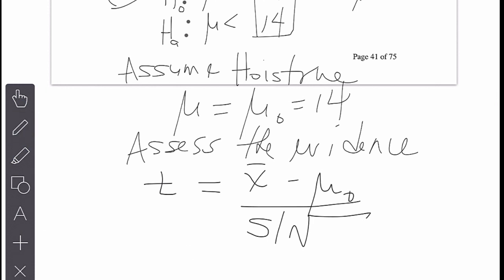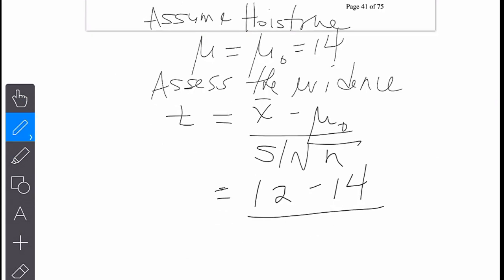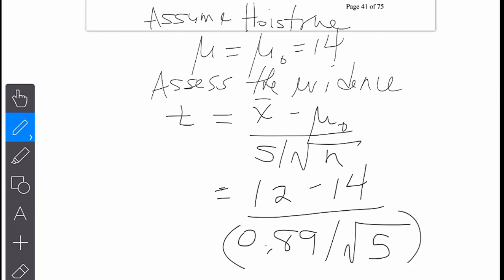All right, so what I need to do is compute this. This is 12. The hypothesis one is 4. S was 0.89. I just rounded it to 2 decimal places in the end for this exercise. And then divide that by the square root of 5. So be careful with entering this into your calculator and make sure you can get the answer.